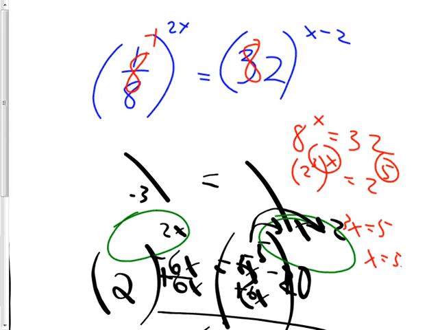So x has to equal 5/3. So, yes, if you put 8 to the 5/3 power, your little theory could work. But it's tough. All right. Okay. So, the common base thing is a big one.